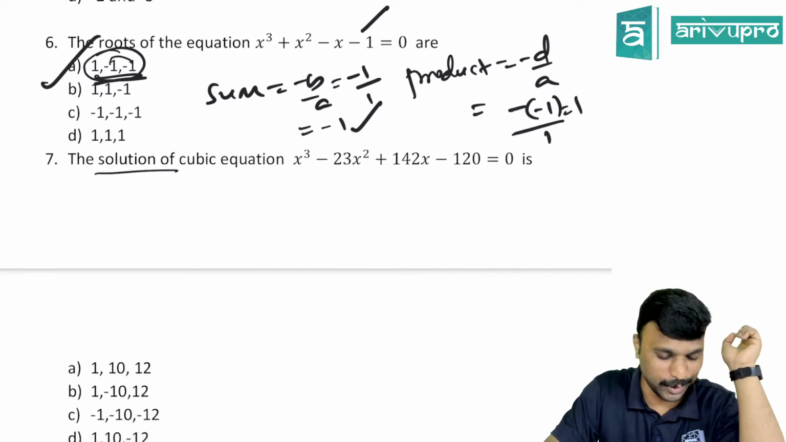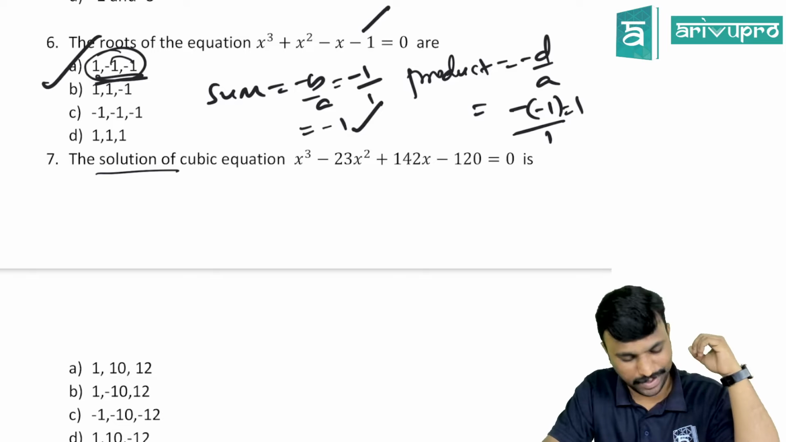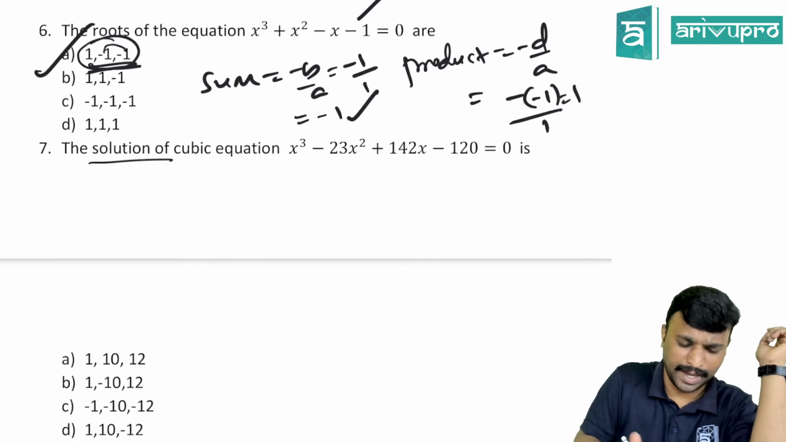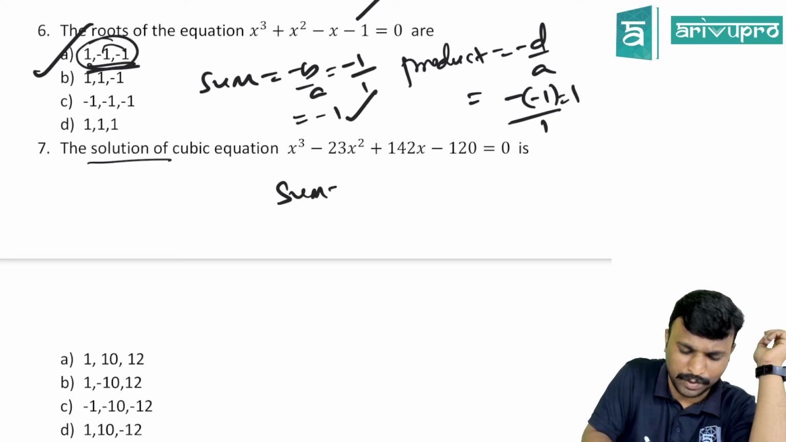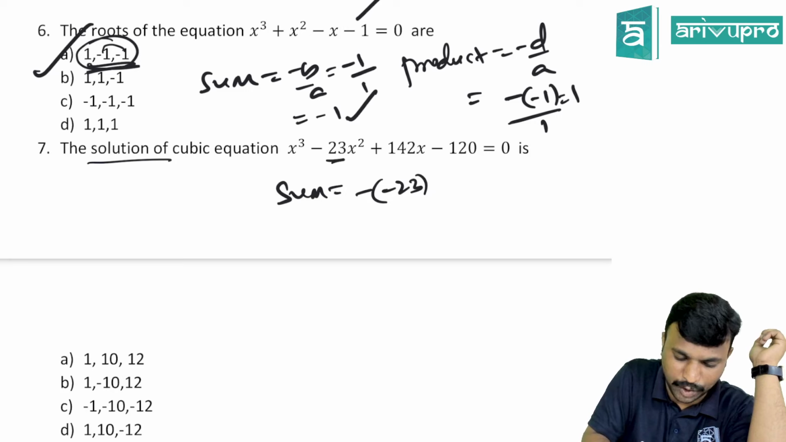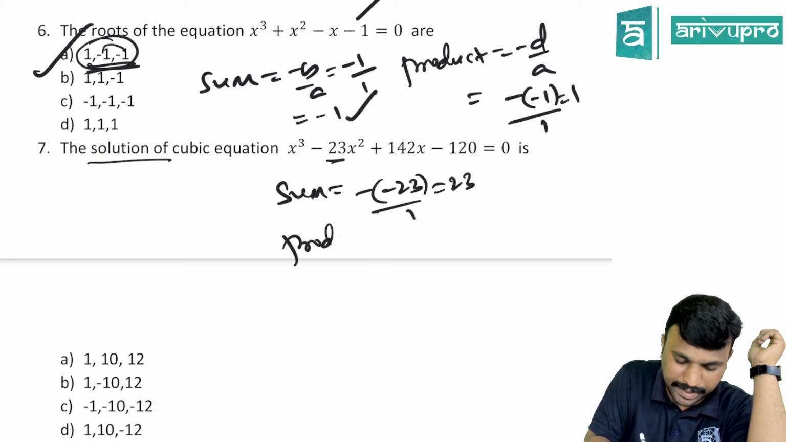Two later questions were asked on cubic equations. Guys, once again the same concept. Sum is equal to what? Minus b by a. B value is minus 23. So plus 23 it's gonna be, and a value is 1. So plus 23, and the product is minus d by a. So you get minus of minus 120 is plus 120.